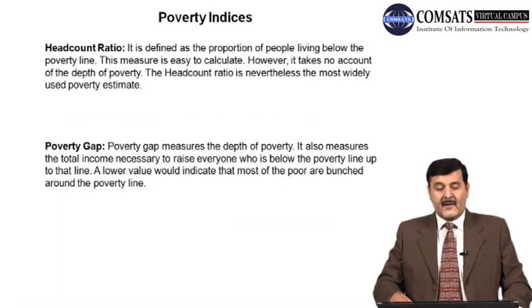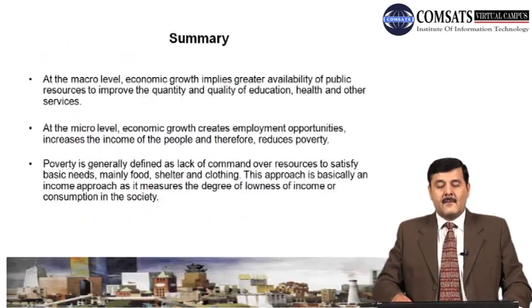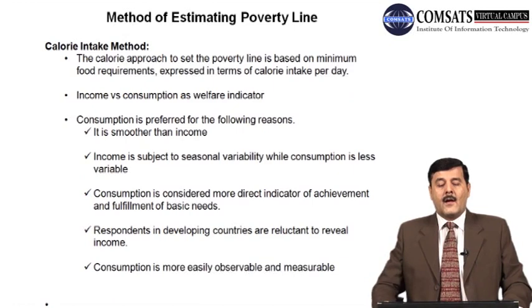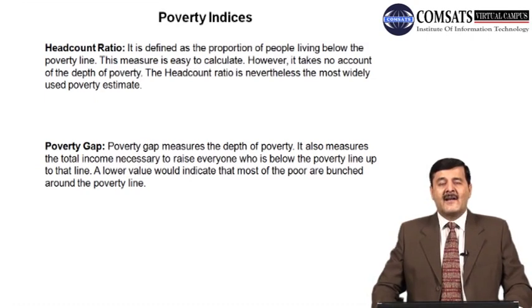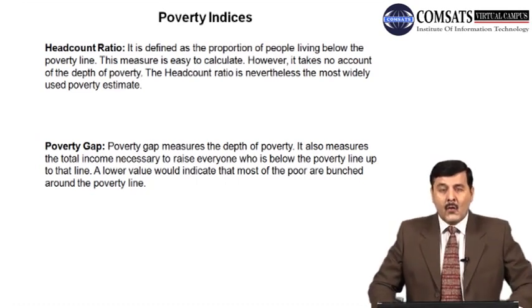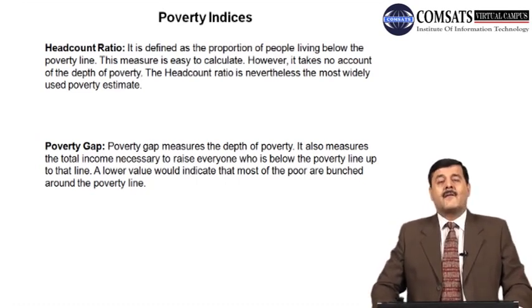Now, what are the poverty indices? There are two types of poverty indices. One is the head count ratio, the other is the poverty gap. Now, what is the head count ratio? It is defined as the proportion of people living below the poverty line. This measure is easy to calculate. However, it takes no account of the depth of the poverty.